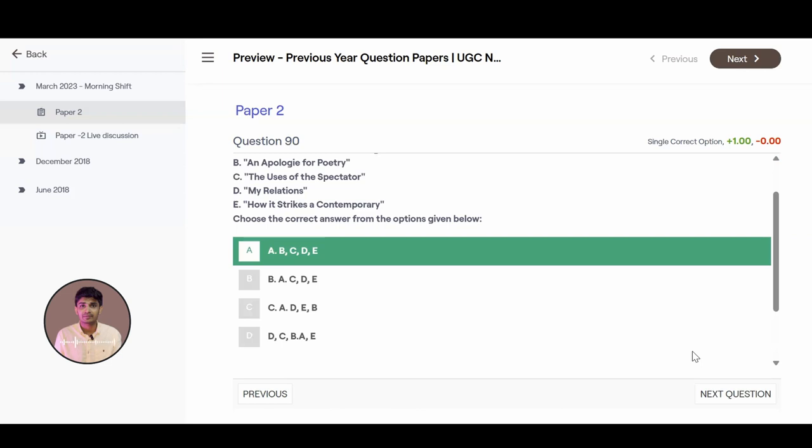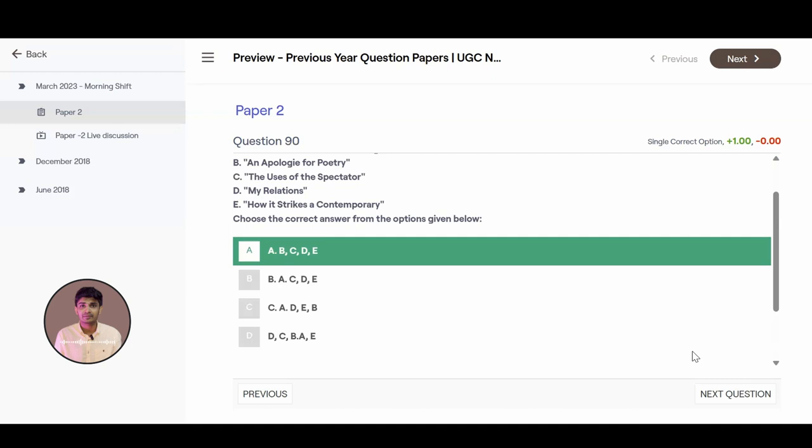Now, The Advancement of Learning. I think we discussed this also a few questions before. Who wrote The Advancement of Learning? Bacon. Francis Bacon. He wrote this in 1605. Next comes The Uses of the Spectator.